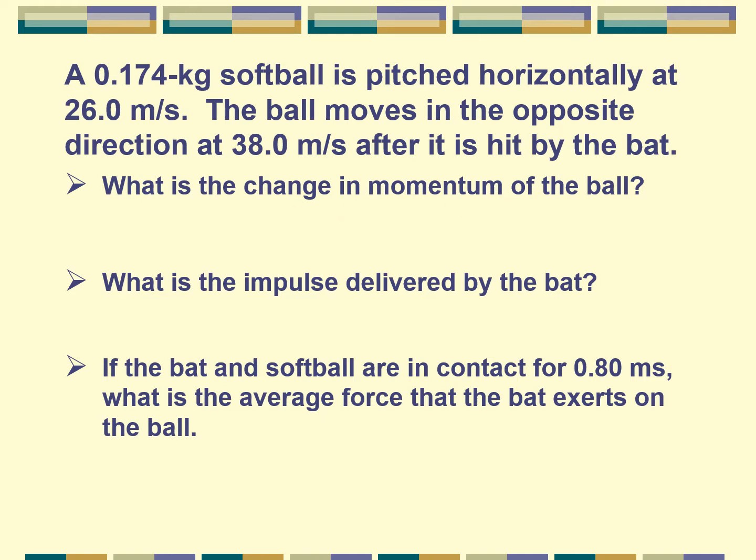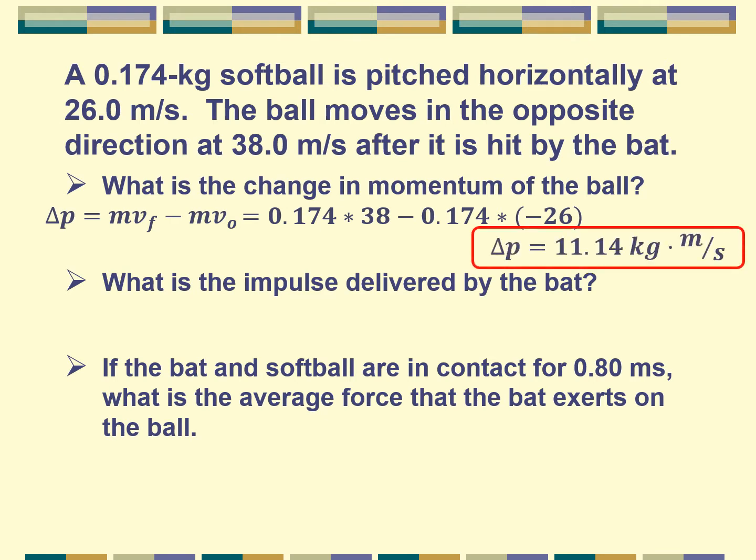So our change in momentum equation is going to be equal to mass times final velocity minus mass times initial velocity. We go ahead and plug in our numbers. So 0.174 times 38, being the final velocity, minus 0.174 times negative 26, which was the initial velocity. We get a total change in momentum equal to 11.14 kilograms meters per second.